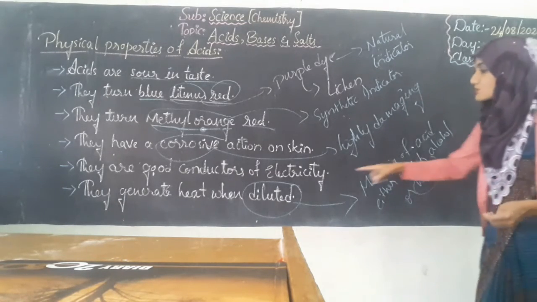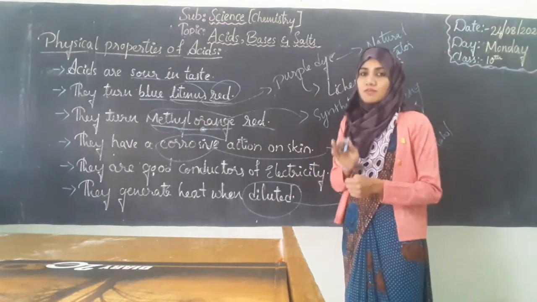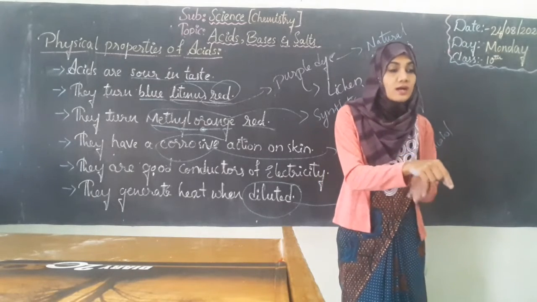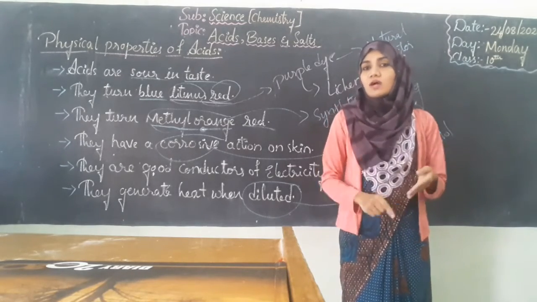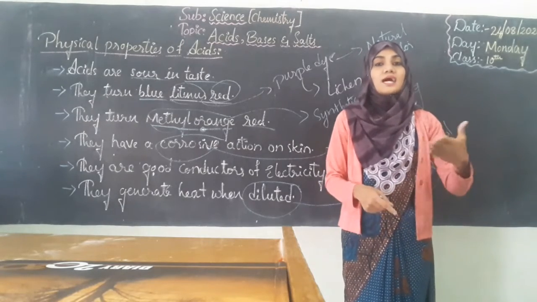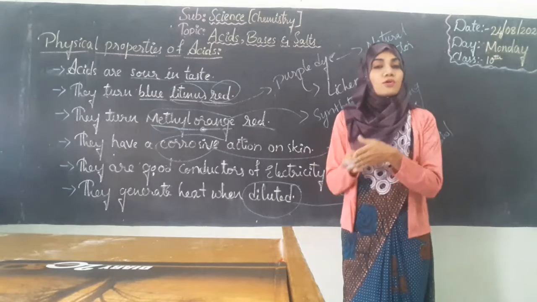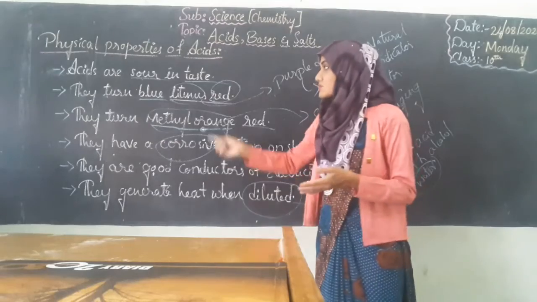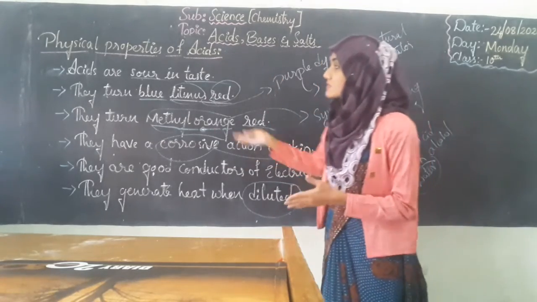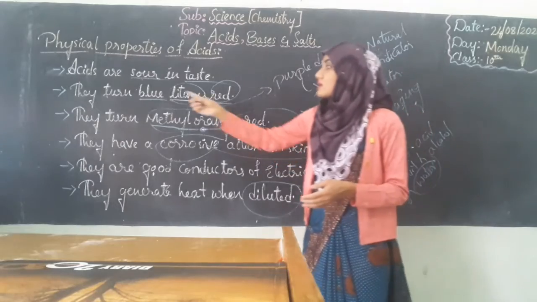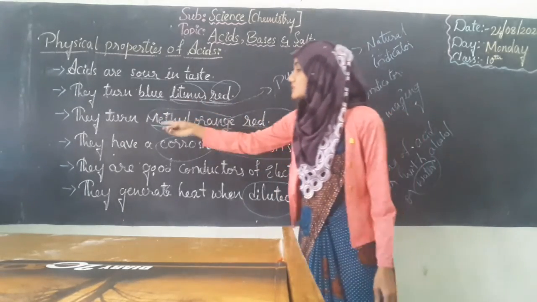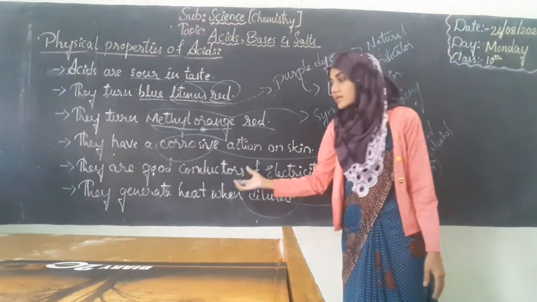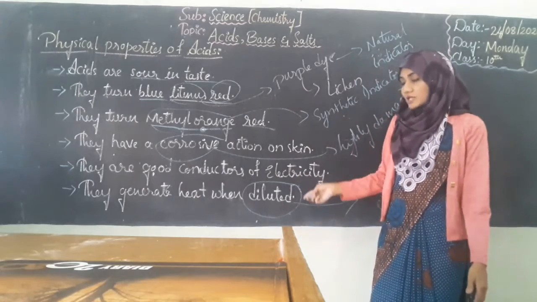We use water to dilute the acid to minimize its power. You might have observed, if you have ever poured an acid onto a place where there is water, that it will suddenly produce heat. As soon as you pour acid on water, it will produce heat. Hence these are the physical properties of acid. Acids are sour in taste, they turn blue litmus red, they turn methyl orange red, they have corrosive action on skin, they are good conductors of electricity, and they generate heat on dilution.